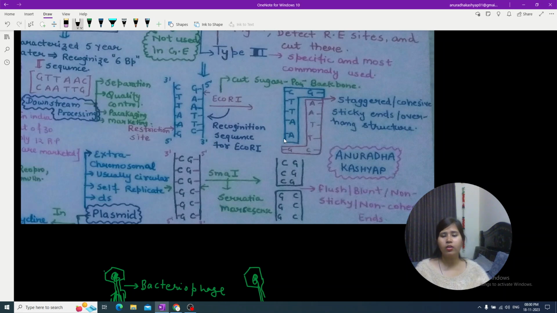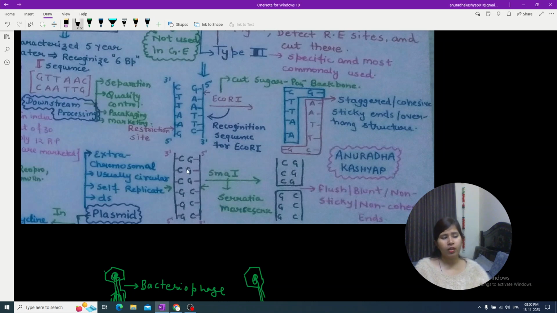So you are going to make two specific cuts. And these cuts are sticky cuts. They are not blunt ends, they are sticky cuts because they can fit into each other easily. So these are known as staggered or cohesive or sticky or overhang structures.